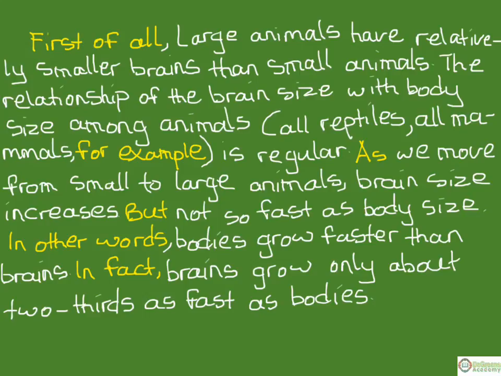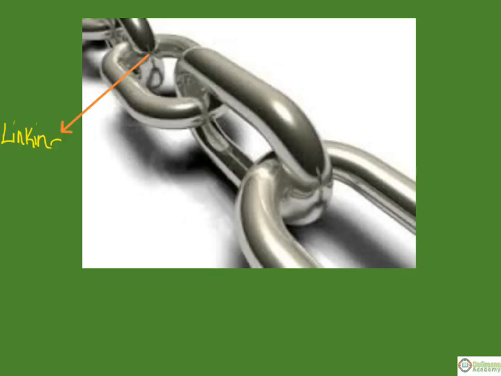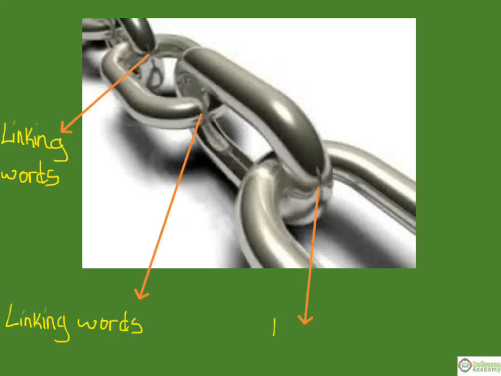The next one is, in fact, brains grow only about two-thirds as fast as bodies. So you see that the words in yellow here are what are known as linking words, or can be referred to as connecting words or transitional words. And so linking words help to link our paragraph together. It links our ideas. It makes our paragraph have a focus. It makes our paragraph to be united. Linking words help our paragraph to be united.